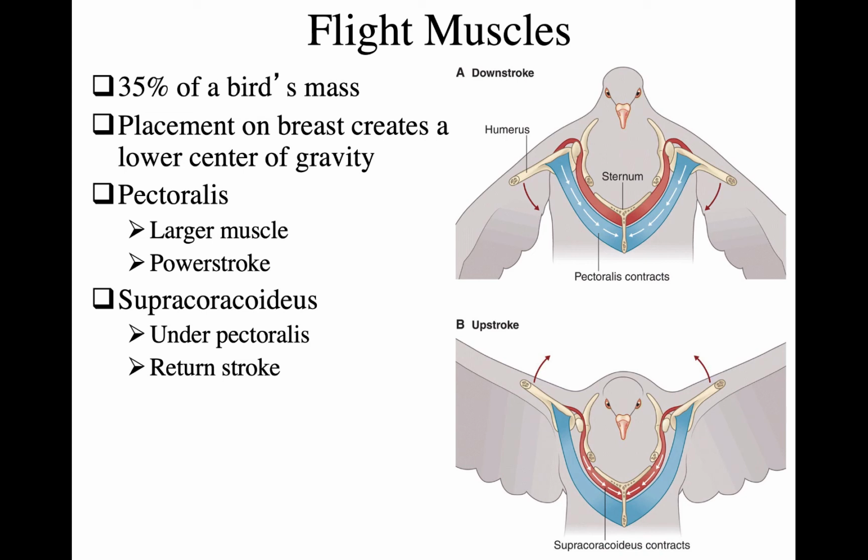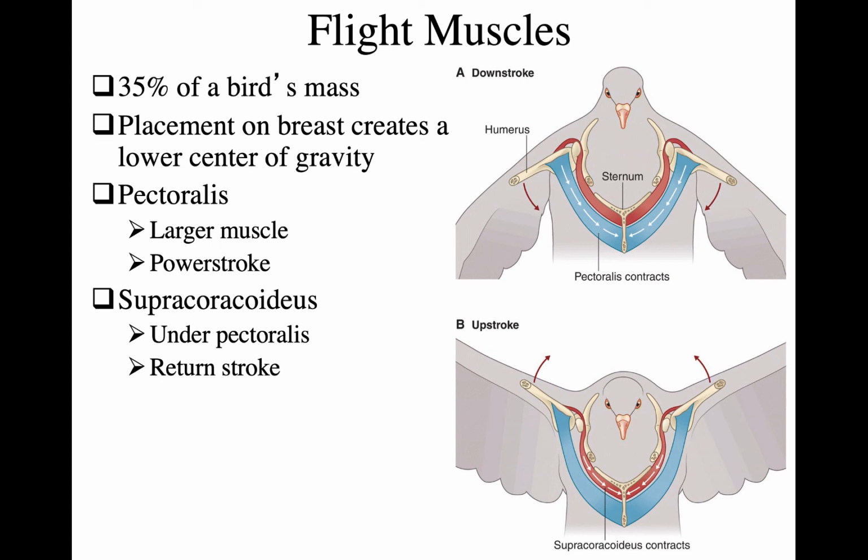Well, to create this flapping flight, you've got to have the big muscles. We've already talked about the pectoralis and the supracoracoideus. They make up about 35% of a bird's mass, and so this is a huge contribution to the weight of the bird, but it's crucial to have these big muscles for flight. The sternum is the attachment site, but it's also very central to the body to help maintain a nice center of gravity. Having a central center of gravity allows birds to be more maneuverable. If their wing muscles were concentrated more on the limbs, they would be much less maneuverable.